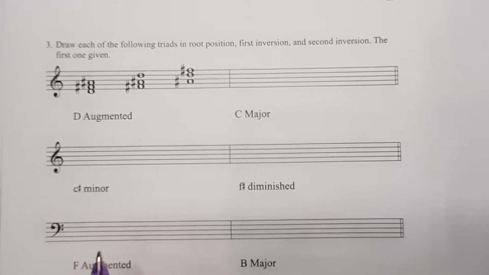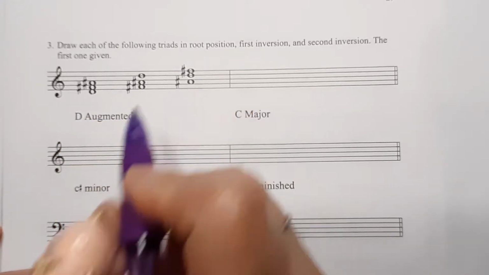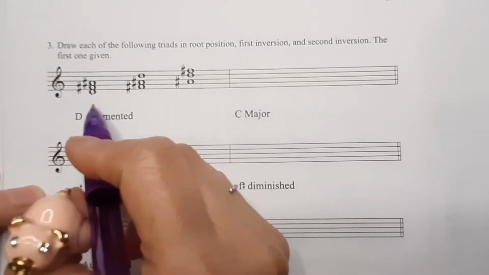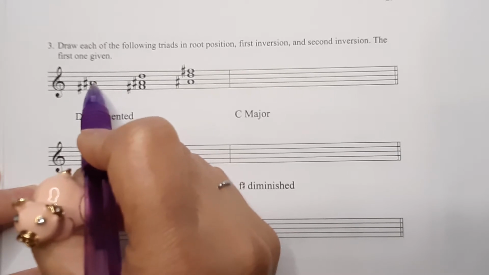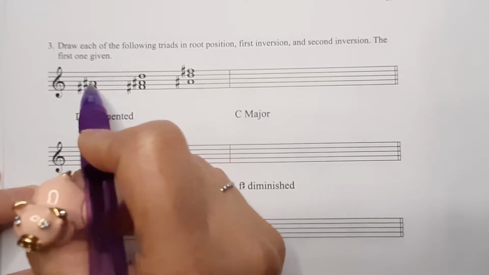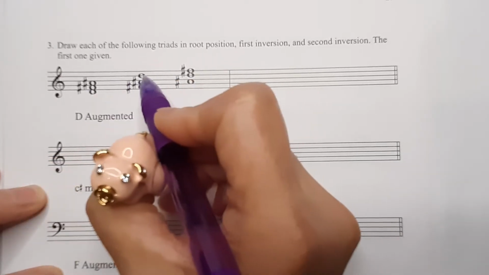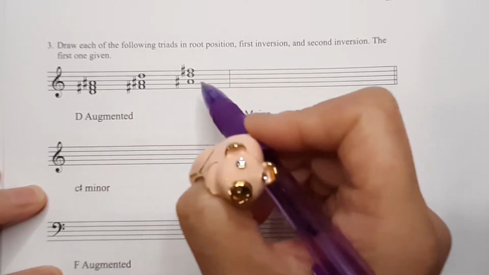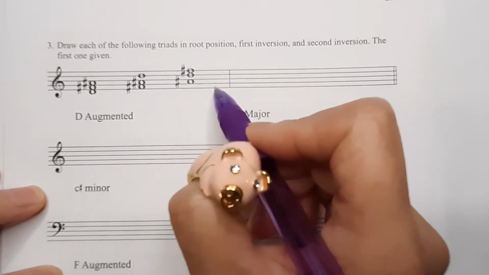This is page 29, and we're going to draw the root position, first inversion, and second inversion. For example, this is in the key of D, right? D augmented, because in the key of D, there's F sharp, but no A sharp. When you raise the top, it's going to be the augmented chord. Now when you bring the bottom note to the top, you call this a first inversion, right? And again, you bring the bottom note to the top. It becomes a second inversion now.